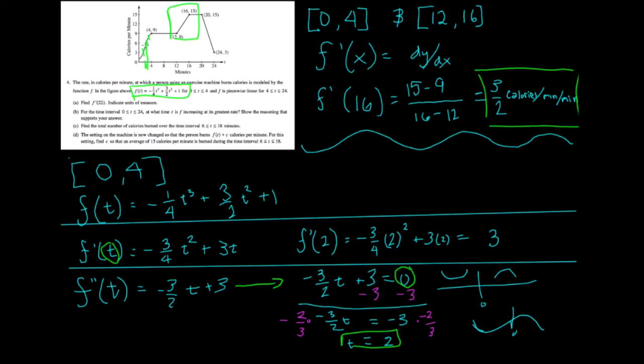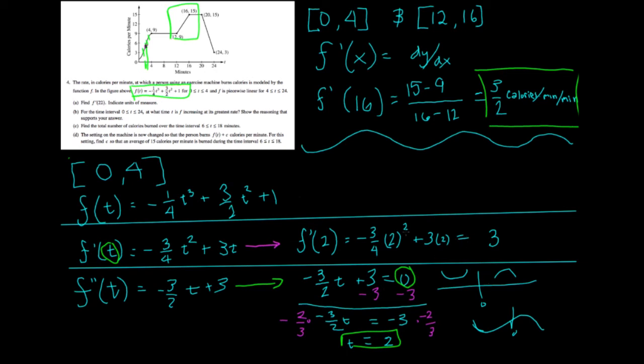So when t is equal to 2, we know that it is increasing at its highest rate. So over here, this is where it's increasing at its highest rate. Well, let me just do that in a different color. Right here, we know it's increasing at its highest rate when t is equal to 2.